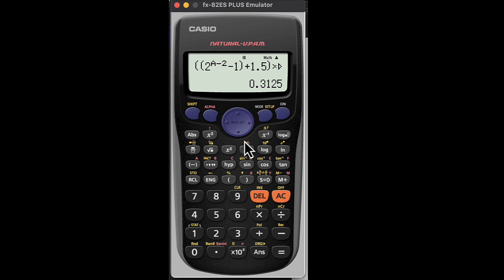Option E, if you want to try just for the sake of trying. The only change there is that instead of this 0.5, I've got a 1.5, I've got a 0.5. So this is 0.1875. This is wrong. So this gets eliminated. So D is your correct answer.